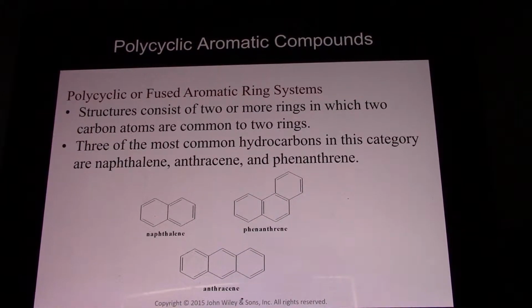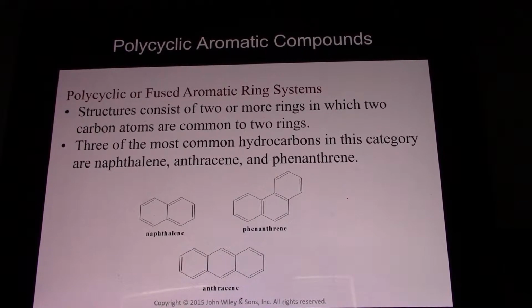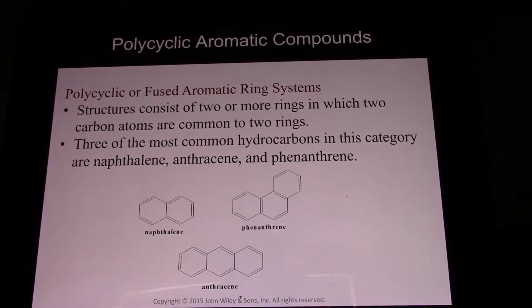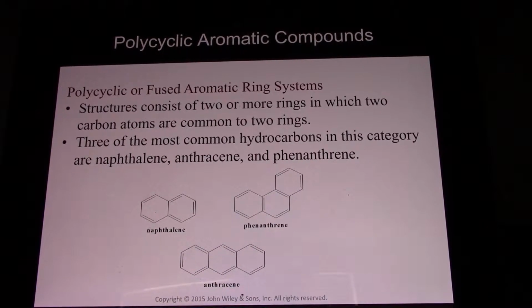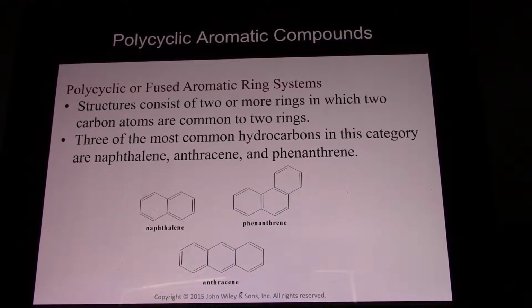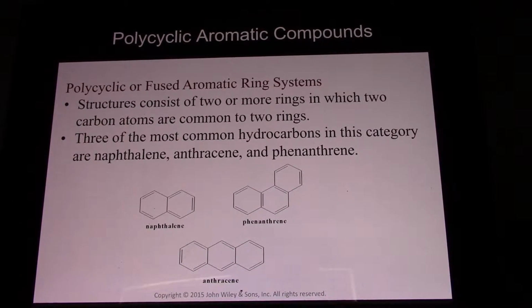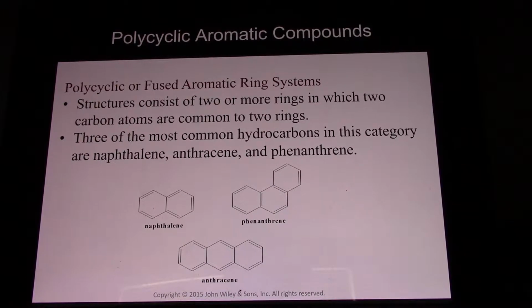Polycyclic aromatic compounds. Polycyclic or fused aromatic ring systems are when we have multiple rings. These can actually be really dangerous. These compounds are byproducts of combustion, and once they go through the liver, molecules like this become carcinogenic.